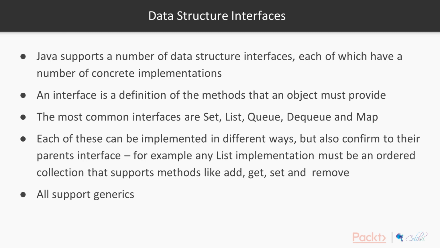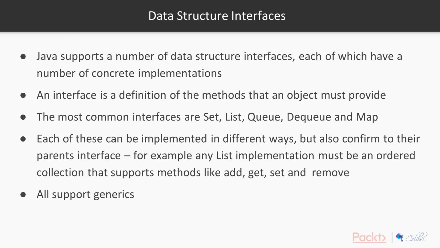Now recall that an interface is just a simple definition of the methods that an object must provide. The most common interfaces are set, list, queue, double-ended queue, and map. Each of these can be implemented in different ways, but each of those must also conform to the parent interface. For example, any list implementation must be an ordered collection that supports methods like add, get, set, and remove. And all of these interfaces are generic. That is, they support any object type you want to put in them at definition time.